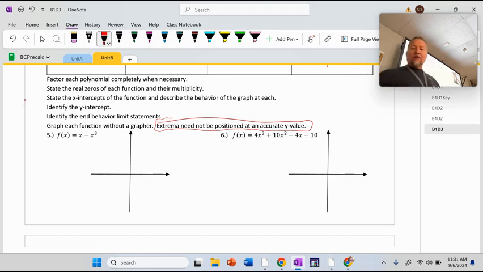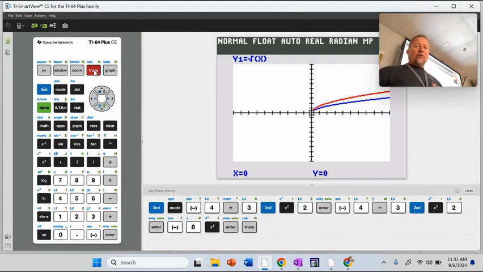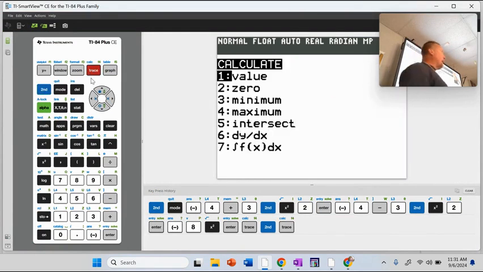You ever see that? Let's open that up real quick. Not that we want to do that right now, but we'll hit the trace feature. Wrong. I'll hit the second trace, which is calculate. I thought I hit that. And then there's where your max and min features are on your calculator. But this is not the point.